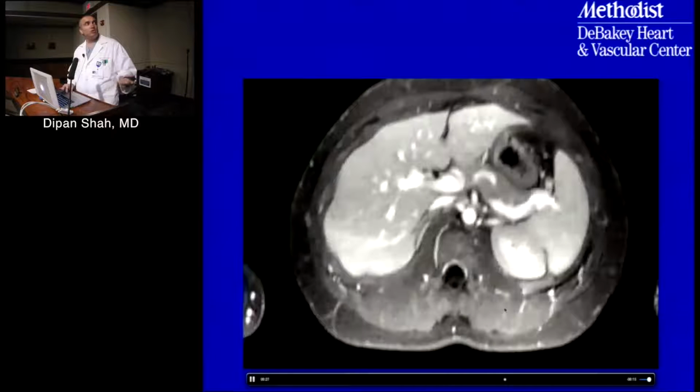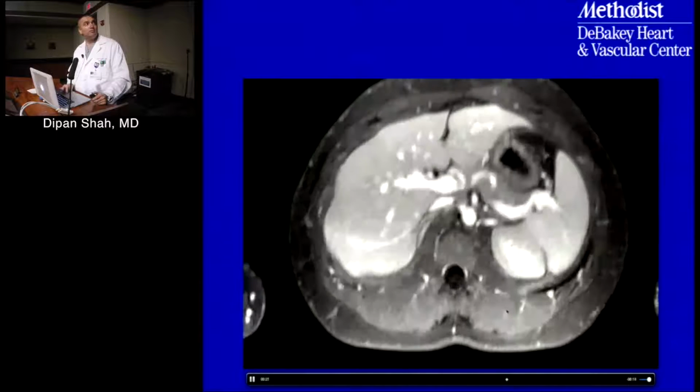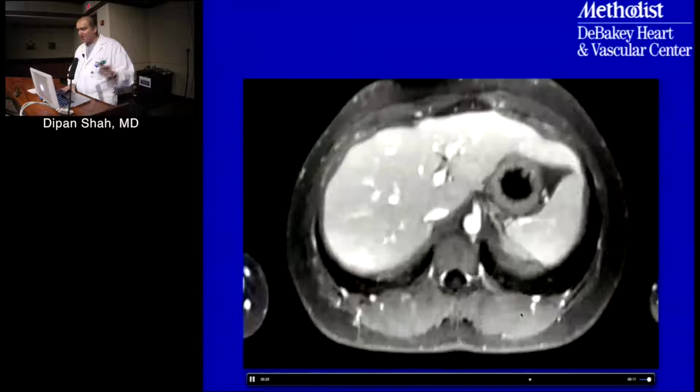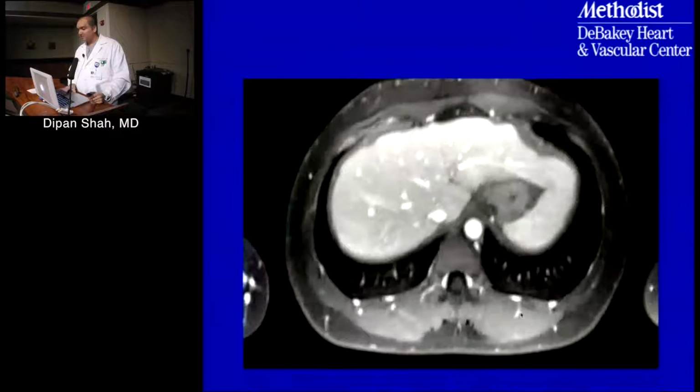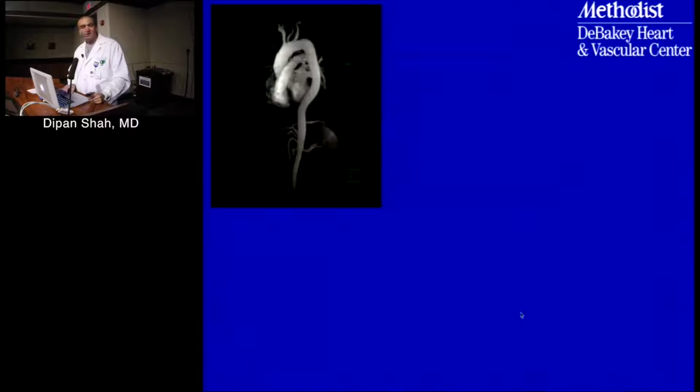But that's why it's also important, if a patient is referred for an abdominal study, that we look at the veins as well. And this equilibrium phase imaging is good because it allows you to see both very nicely. Okay, so any questions on this case? Okay, so IVC thrombus. Okay, so here's an MRA.